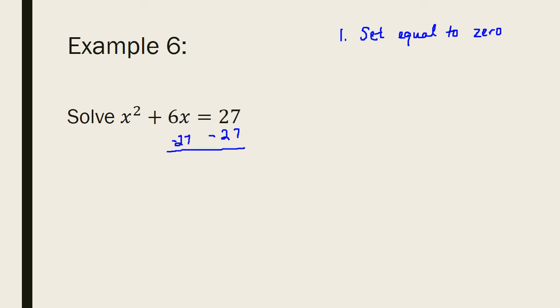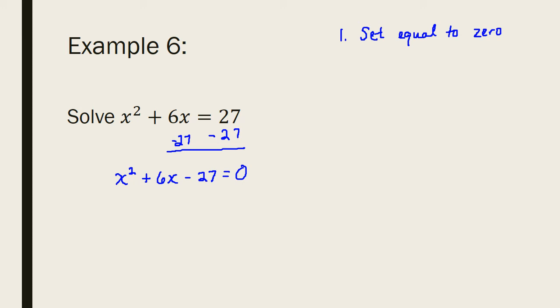So now on the left side, notice that I don't have any like terms to combine with that minus 27. So because I do not have any like terms, I'm going to write x squared plus 6x minus 27 equals 0. So first step was to set equal to 0.